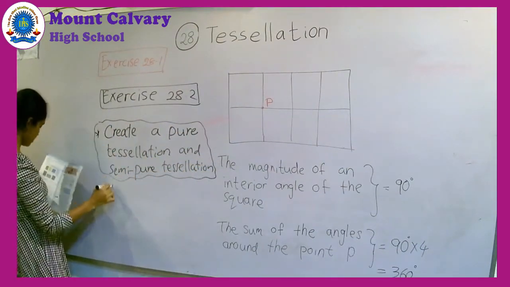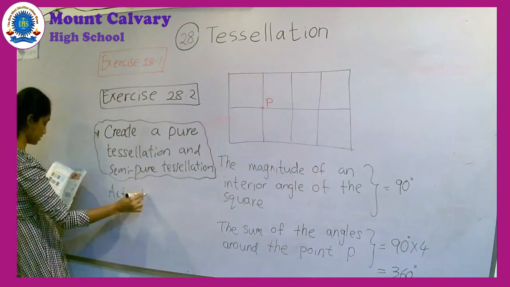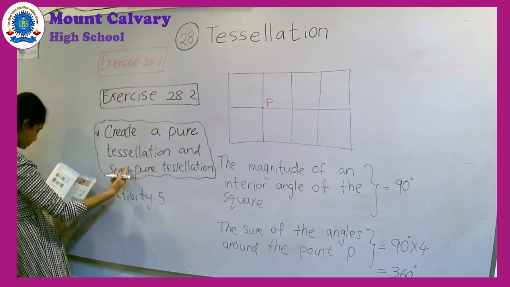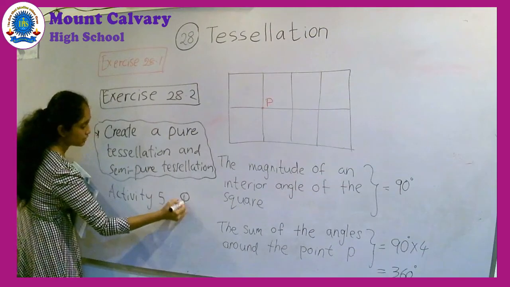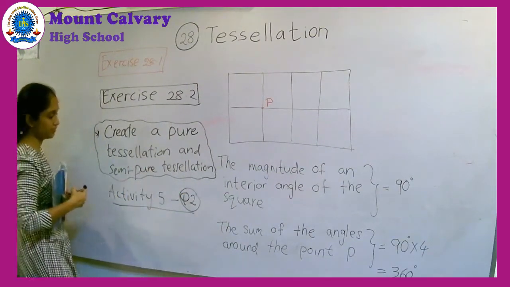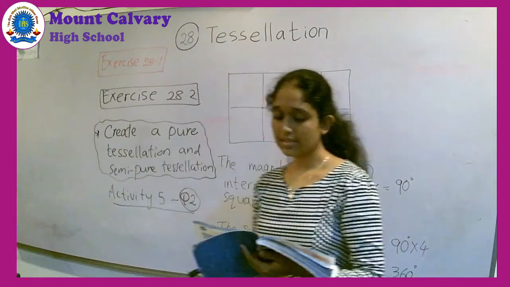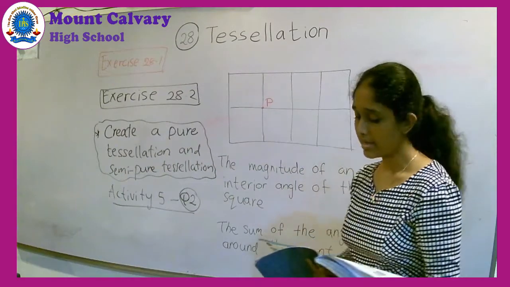And activity 5 also. The first one here, the semi-pure one now. Then activity 5, question number 2. Activity 5, question number 2 also. So then the next topic, creating tessellation designs.